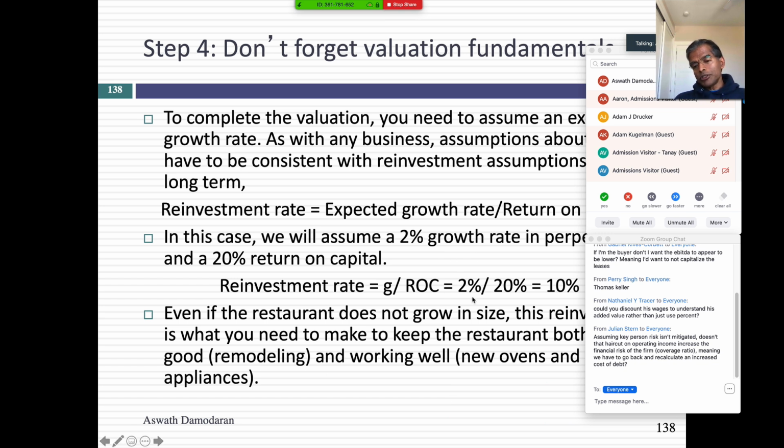I've given them a 2% growth rate in perpetuity, pretty close to the inflation rate at the time that I did the valuation, which effectively gives me a reinvestment rate of 10%, growth rate divided by return on capital. That's how I compute reinvestment rate for a public company. So the reinvestment rate you're going to see in my valuation is going to be 10%.